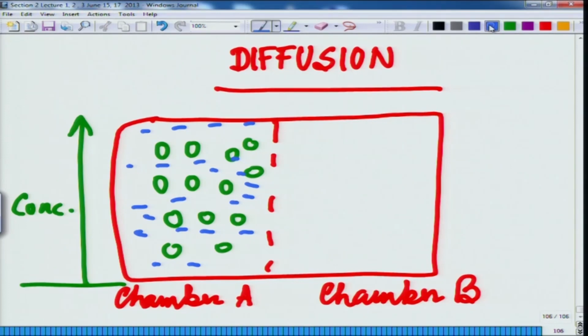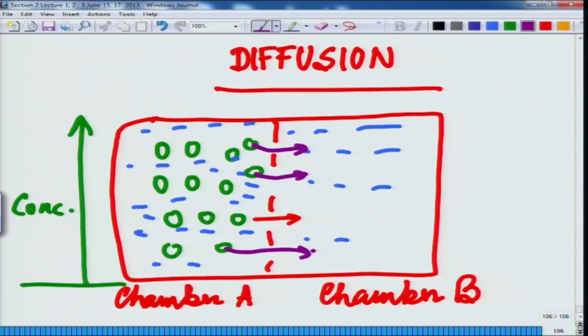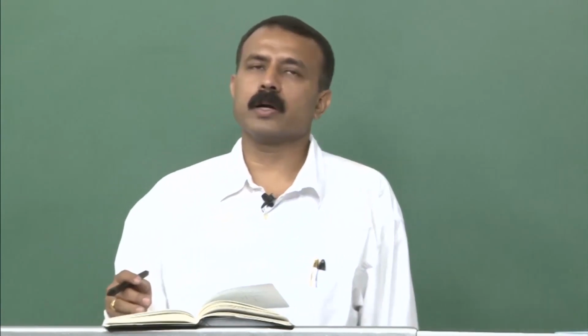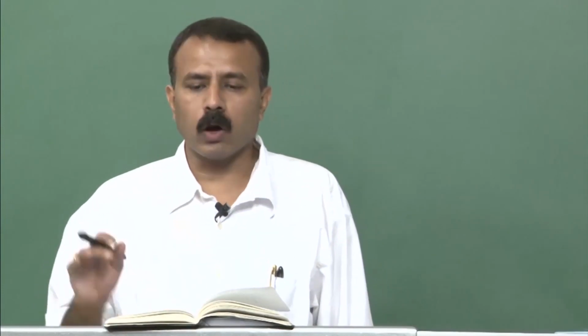Invariably what will happen, this green molecule will try to diffuse to the other side into chamber B. They will move like this. These green molecules will try to diffuse and equilibrate on both sides. There will be an intermediate situation, and eventually you will see the B side will have an equal number of green molecules, moving from side A to side B and vice versa. This is the basic understanding of diffusion, which is extremely important to understand, one of the transport phenomena, which is the simplest of all.